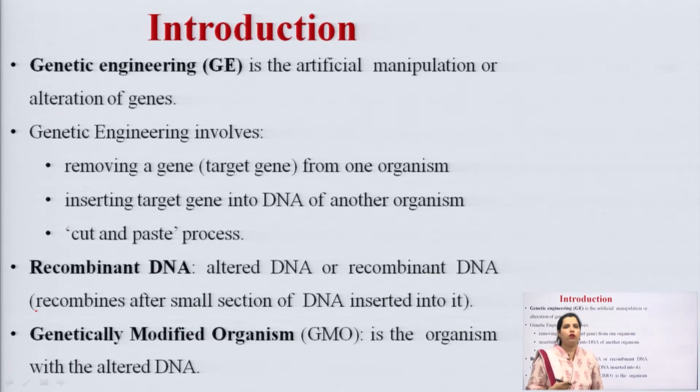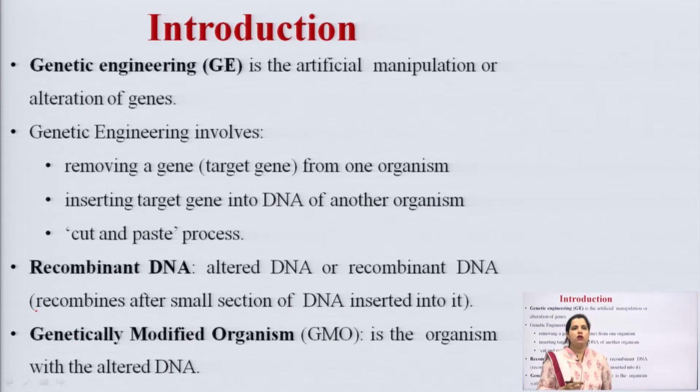Genetic engineering involves removing a target gene from one organism and inserting the target gene into the DNA of another organism, a cut and paste process. So, basically modification and alteration at the genetic level is termed genetic engineering. Recombinant DNA technology is the basic example of these genetic engineering processes. These are the prototype terminologies or scientific terms you should understand when we talk about genetic engineering. Altered DNA or recombinant DNA recombines after a small section of DNA is inserted into it. In recombination of DNA, we take two different strands, cut specific sites and merge them into one to get a third variety. From A and B sources, we get a hybrid variety of A and B. This is basically called recombinant DNA.